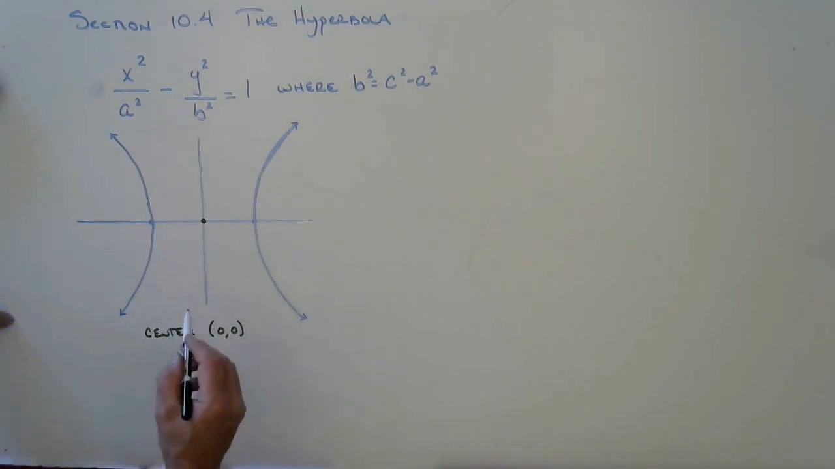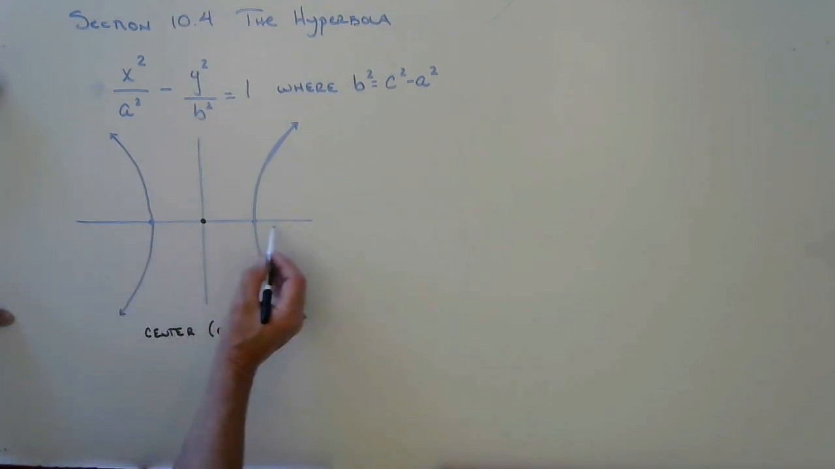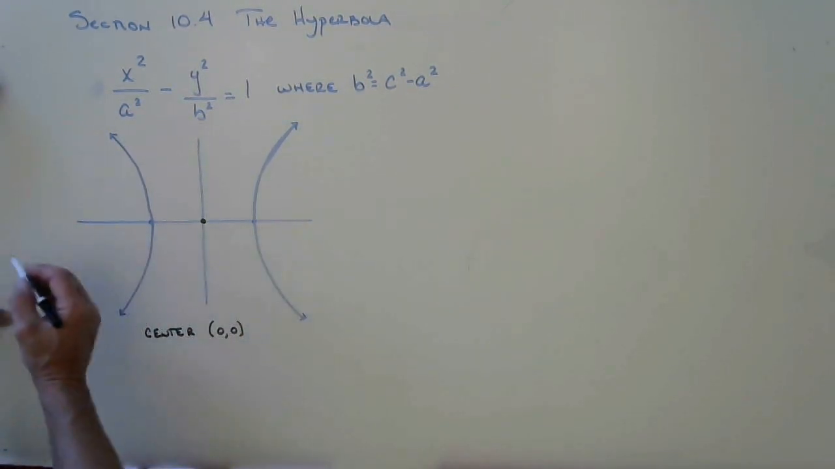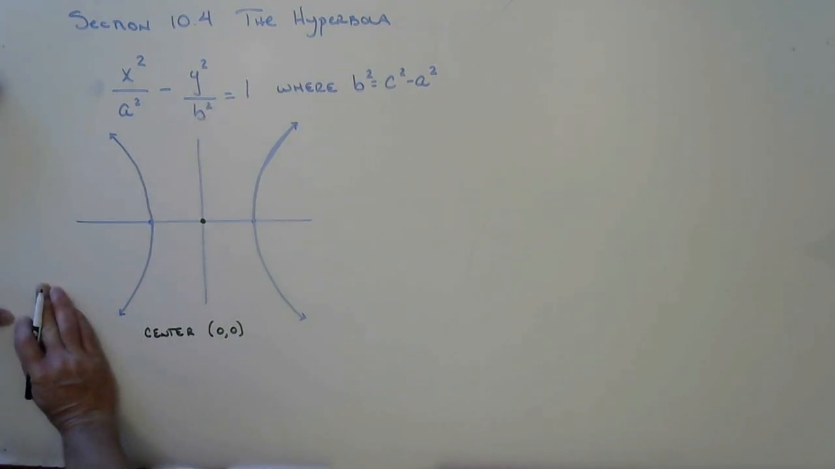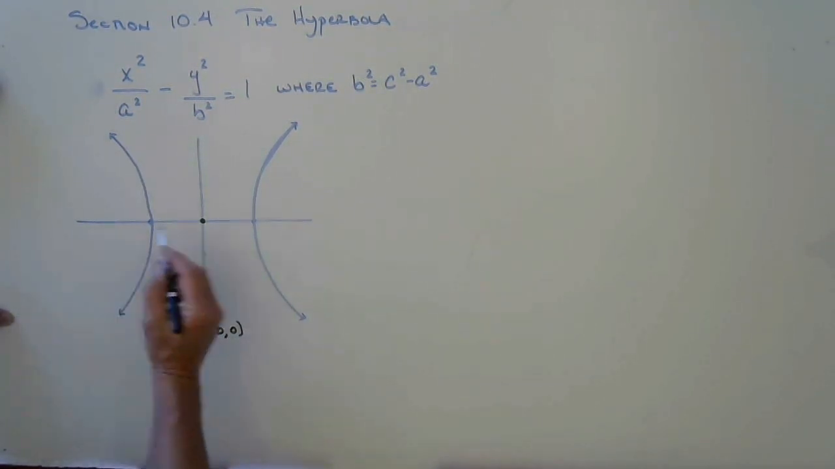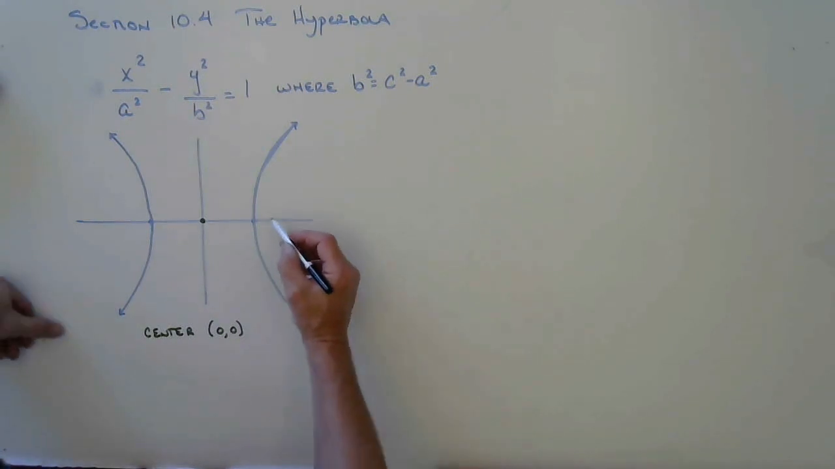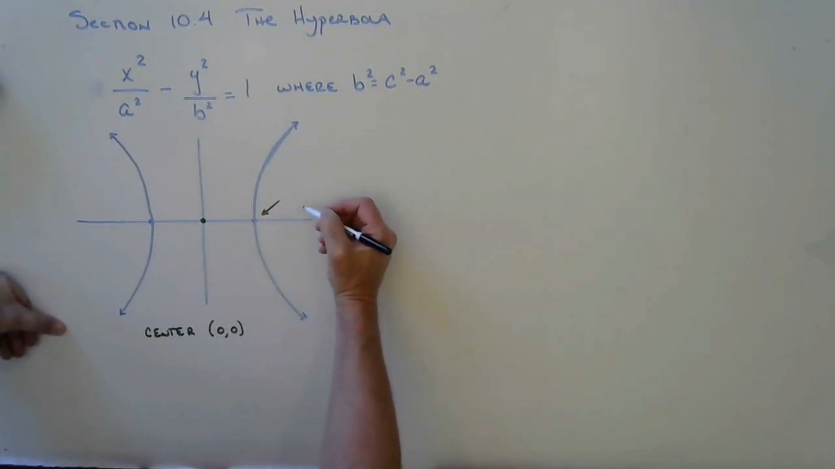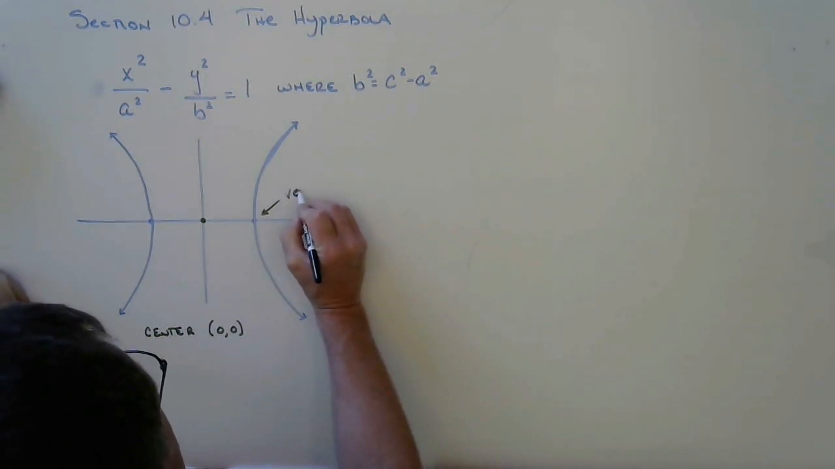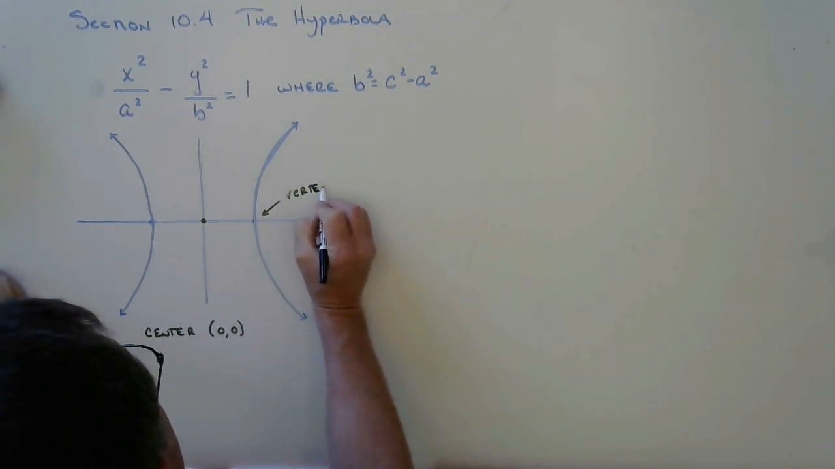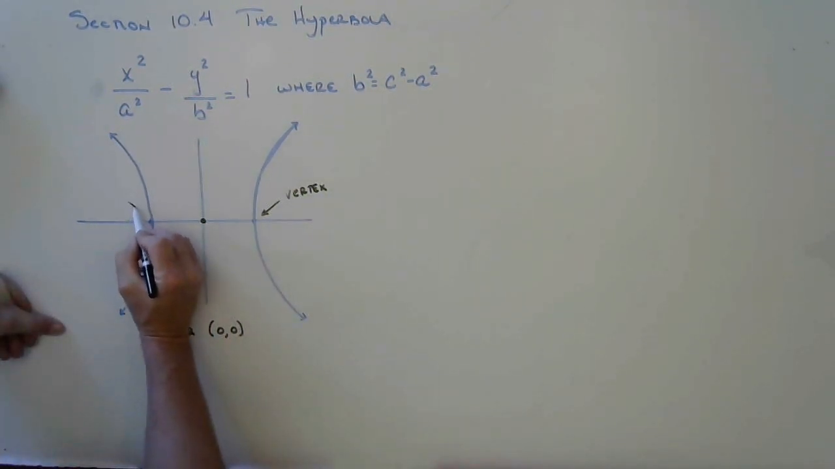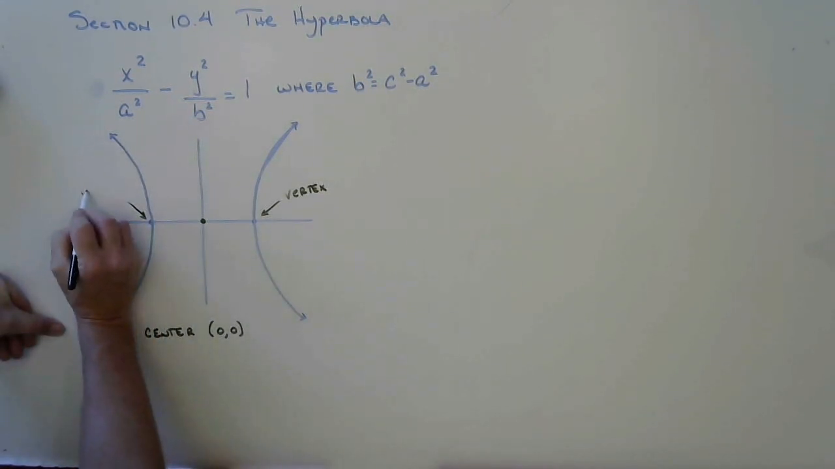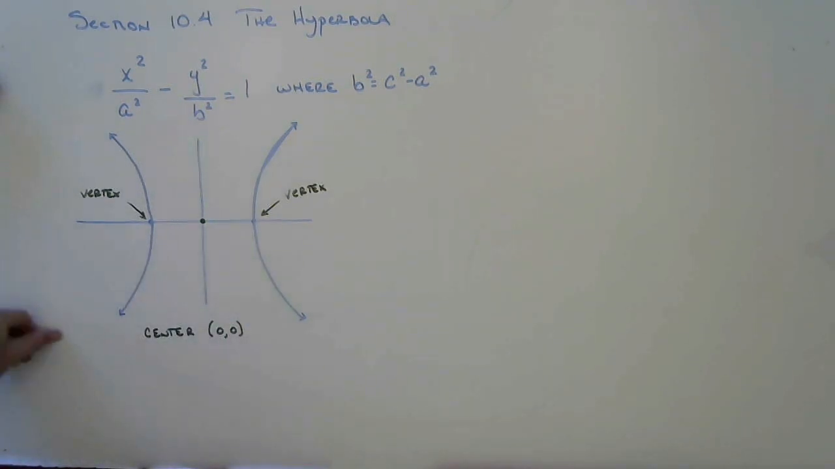Now, what's the transverse axis? Well, the transverse axis is the axis that goes through the two vertices. So it also goes through the two foci. So we need to label these points. This point here, right? This is a vertex. This point over here is also a vertex. So a hyperbola has two vertices.